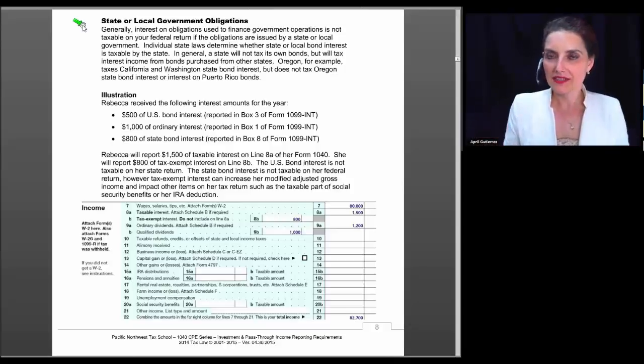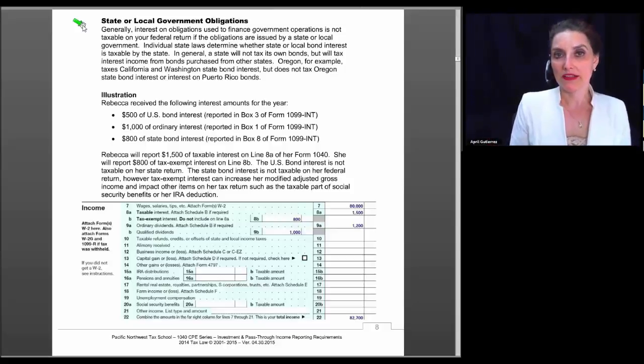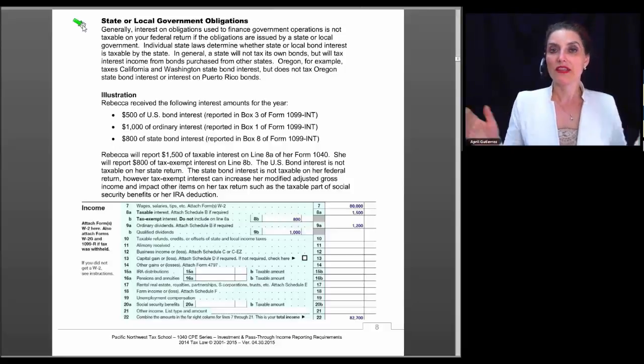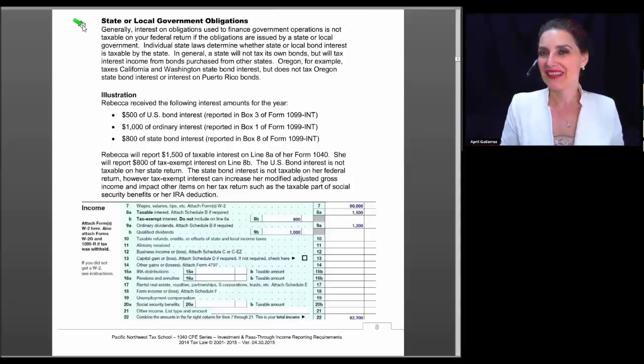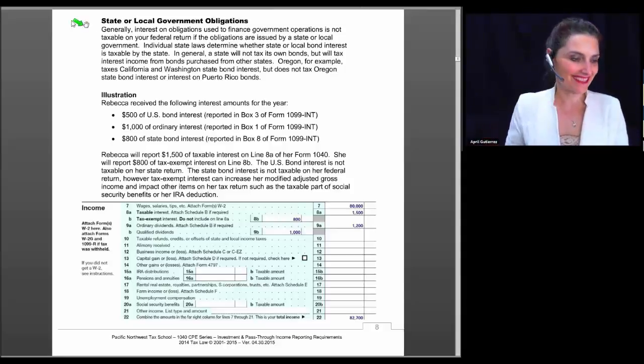Now, there's an interesting twist as well. The states are not allowed to tax bond interest on any of the U.S. territories. So if your interest comes from Guam, the Mariana Islands, Samoa, American Samoa, any of those territories, those also are not taxable by the state. So if you're a resident of any state in the country, another way to get off totally tax-free is to purchase bonds on the territories. Federal is not allowed to tax them, and neither are the states.